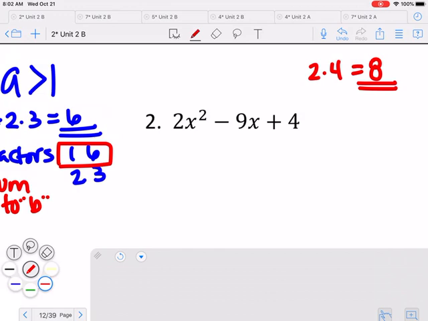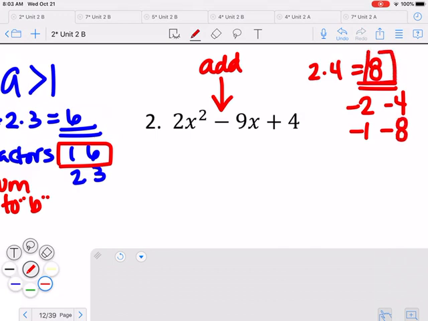Factors of 8, but I'm also paying attention to that middle term. The factors that I choose have to multiply to 8, but they have to add to negative 9. So I wouldn't use negative 2 times negative 4. I would use negative 1 times negative 8. Negative 1 times negative 8 is positive 8. Negative 1 plus negative 8 is negative 9.